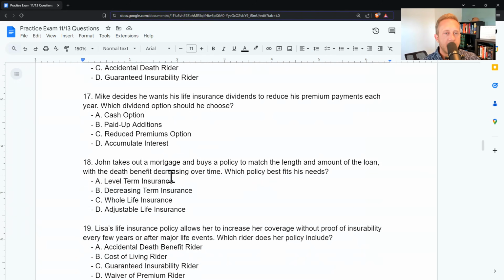All right, Mike decides he wants life insurance dividends to reduce his premium payments each year. Which dividend option should he choose? Cash option, paid up additions, reduced premiums option, or accumulate interest? This would be the reduced premiums option.